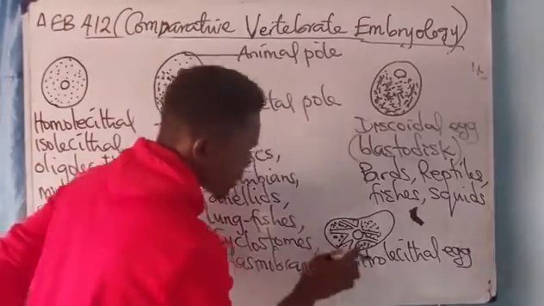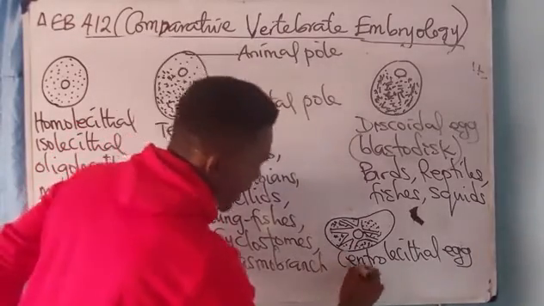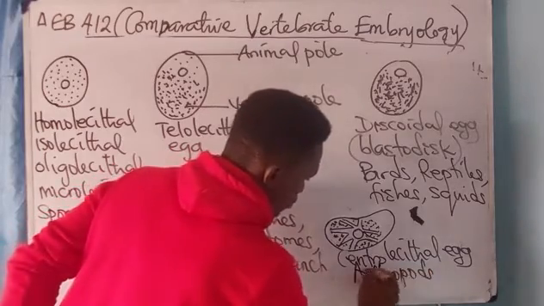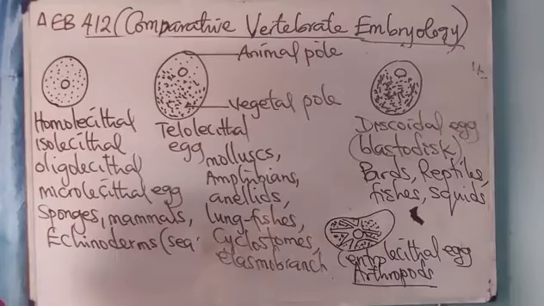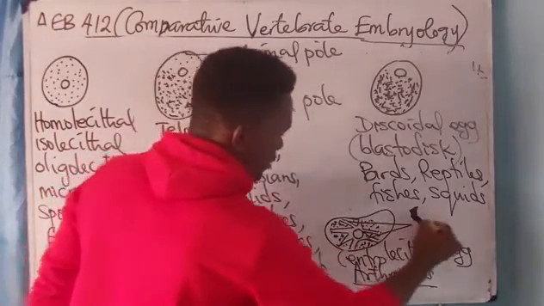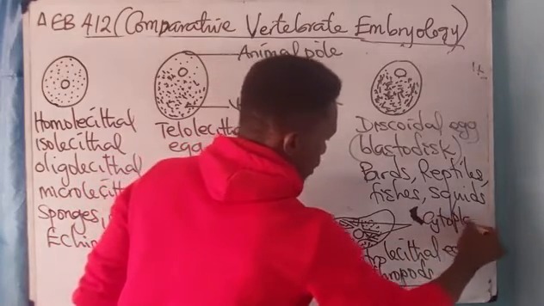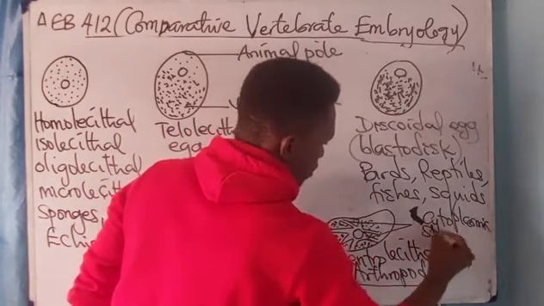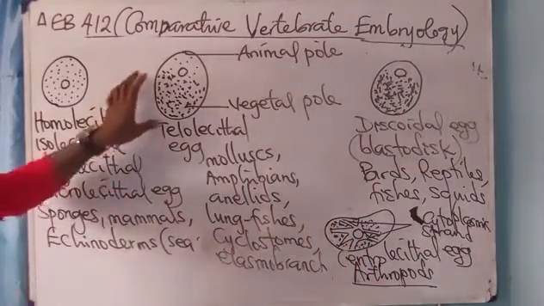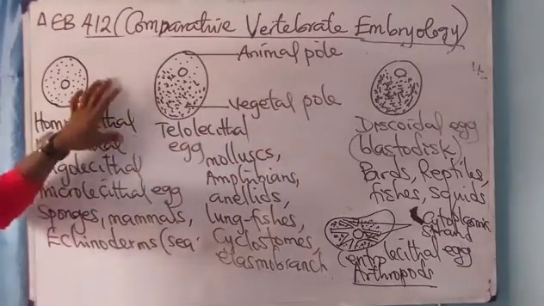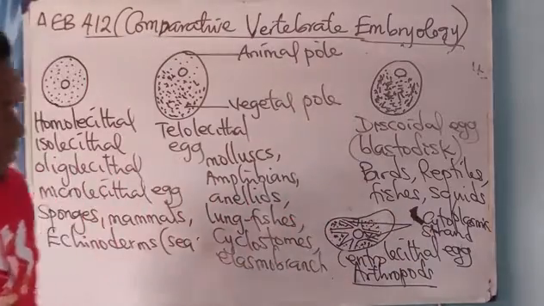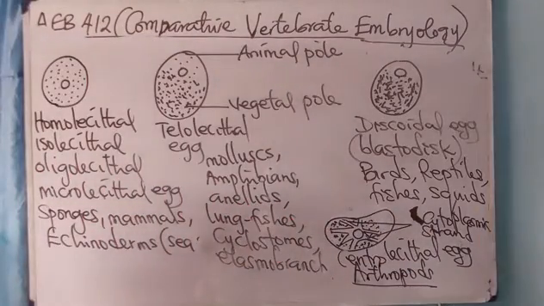Good example of animals that possess centrolecital egg are arthropods. Arthropods possess centrolecital egg. Please, these strands are called what? Cytoplasmic strand. Take note of that. They are called cytoplasmic strands. So these are the 4 types of eggs: homolecital, telolecital, discoidal, and what? Centrolecital. Take note of that. It is very, very important. Okay.